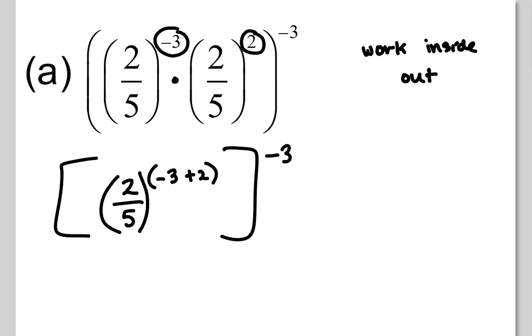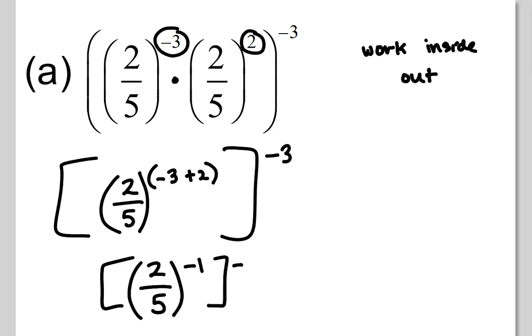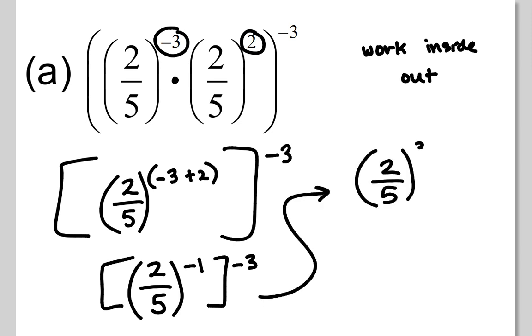Okay, how does that simplify? -3 plus 2 is -1. And I still have a -3 out there. Now I have options. Do you guys remember the power of a power rule? What's the power of a power? Not when you add them, but when you... Yeah, good. What's x squared cubed? x to the 6, because you multiply them, right? So could you just multiply those? What's -1 times -3? 3. So you have 2/5 cubed. 2 cubed over 5 cubed. 8 over 125.